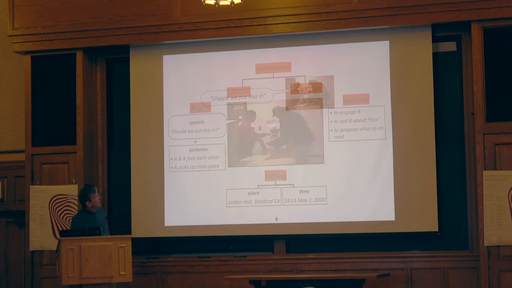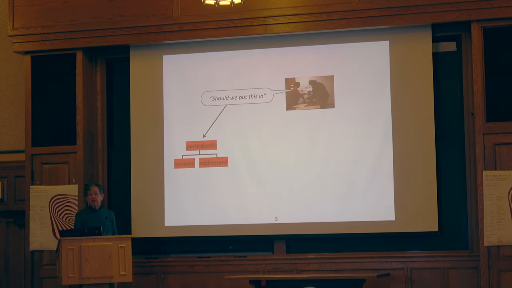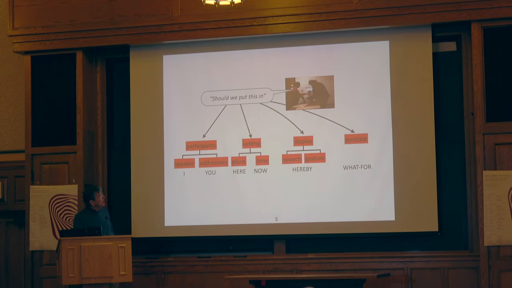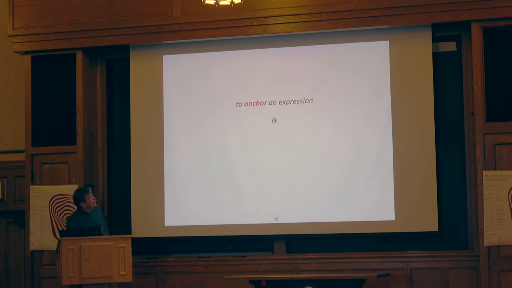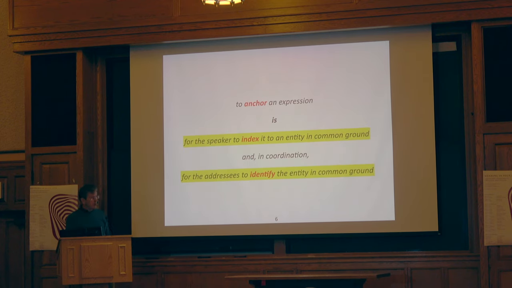Now, the point here is that we have an utterance that is anchored to a bunch of things in the context, namely the I and the you, the here, now, hereby, and what for of that utterance. I'm going to call these anchors. By anchor I mean this: to index an expression. I can index something by pointing at it, but I have to get you, if your name is Larry Horn, to see that I'm pointing at that table.